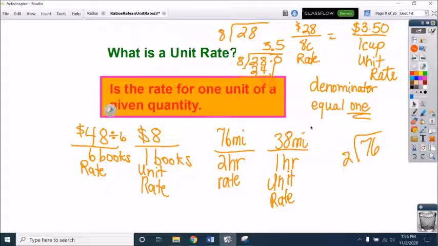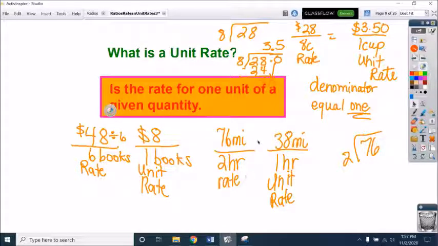So here are some crazy writings all over the page, but it says, what is a unit rate? The most important thing about a unit rate is the rate for 1 unit of a given quantity. So in this case, we're going to go back to that $48 for 6 books. This is my rate. My unit rate is going to be $8 for 1 book. So we're going to divide both the numerator and the denominator by 6. That's how we got there. 48 divided by 6 is 8. 6 divided by 6 is 1. So that means the cost per book was $8 per book for that.